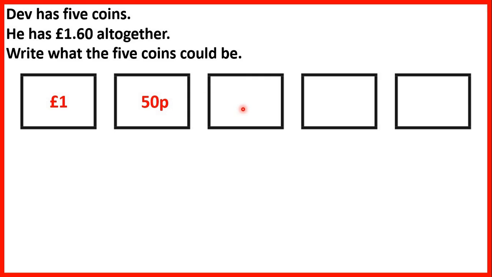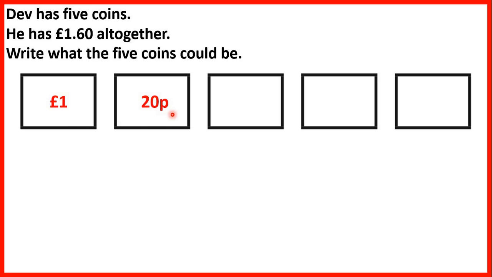Now another 10p would take us to £1.60, but we can't write 10 here because we need to use 5 coins, not 3 coins. So let's write 5p here, so that brings us to £1.55, so we need another 5p. But we can't make 5p using only 2 coins, so we must have gone wrong. Instead of 50p here, let's try 20p.